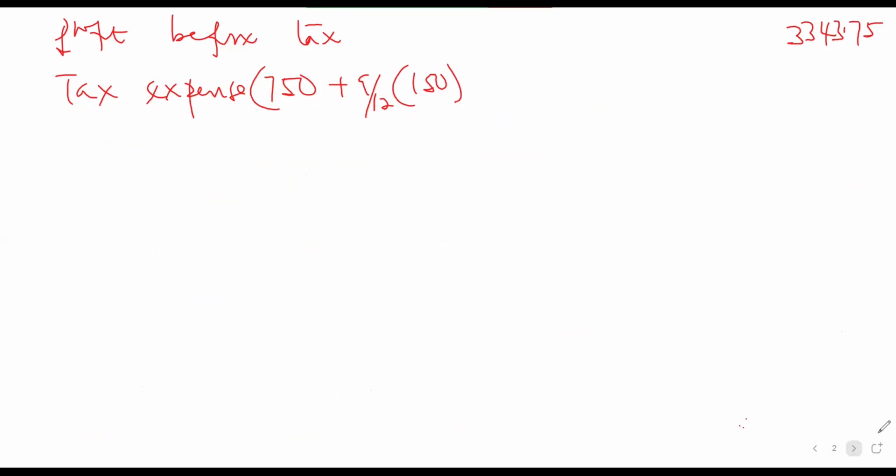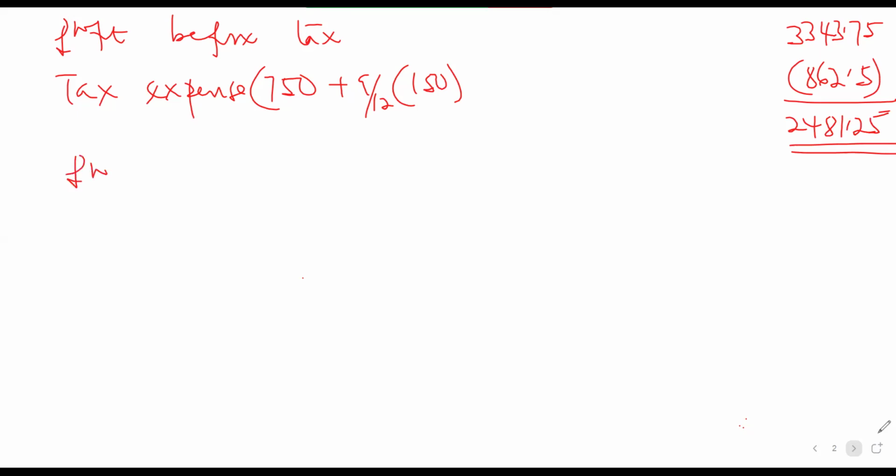Okay, so we have our tax to be 0.75 multiplied by 150 plus 750. We are having 862.5. Minus 3343.75 less 862.5 gives 2481.25. So our profit is 2481.25. There is no other comprehensive income item.